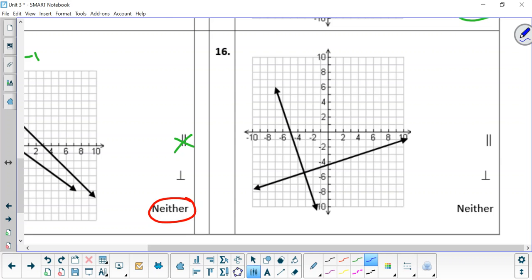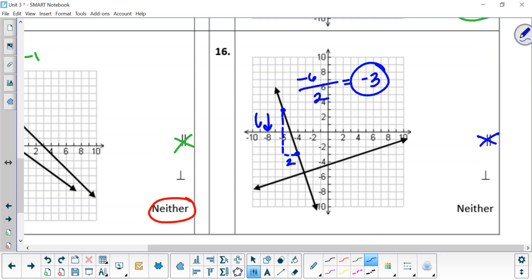Now 16, again they intersect, so they're not parallel. Now let's see if they're perpendicular or neither. So here's one point, and it looks like here's another good point. So we went down 1, 2, 3, 4, 5, 6. So down 6, over 1, 2. Down 6 is a -6 over 2, simplifies to -3.